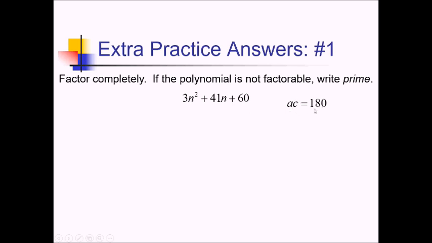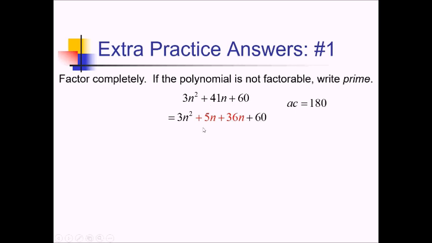So let's see here. We've got 1 and 180, doesn't work. 2 and 90, no. 3 and 60, no. 4 and 45, getting closer. 5 and 36. 5 plus 36 is 41. So I'll split this up into 5n and 36n, and those are being added in there.